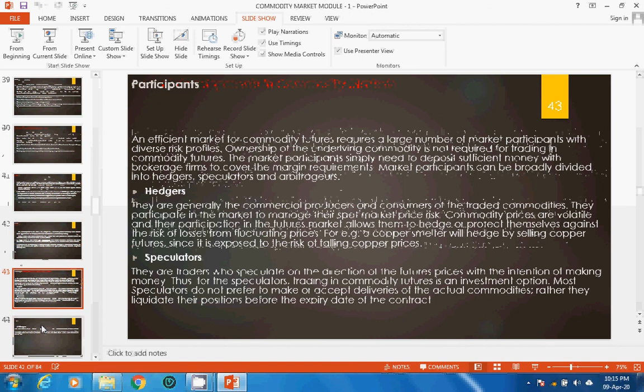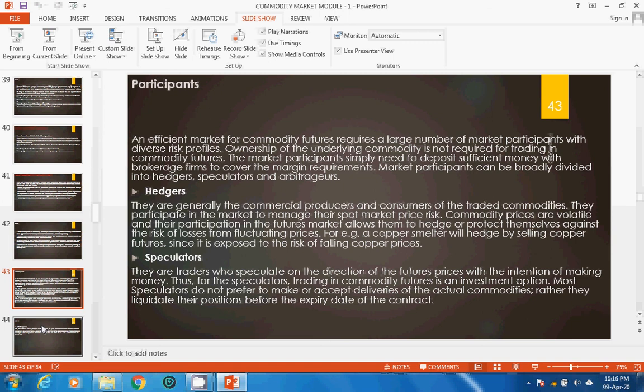Now let's understand in brief about the participants in the commodity exchanges. An efficient market for commodity futures requires a large number of market participants with diverse risk profiles. Ownership of the underlying commodities is not required for trading in commodity futures. The market participants simply need to deposit sufficient money with the brokerage firms to cover the margin requirements.